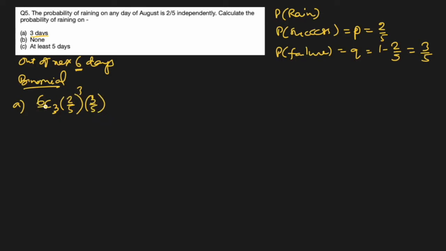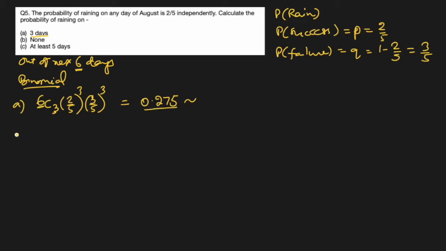So out of 6, 3 are success, that means the remaining 3 are failure. So there will be exactly 3 days it will rain, and 3 days it will not rain. Just carefully put this in a calculator and you get your answer. What I'm getting is 0.275, we can say, in three decimal places.